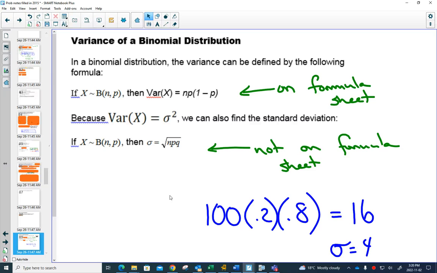Now I'm going to see. Make sure that under statistics I'm not lying. Yes, this is on, oh, even the mean formula is on there for binomial distribution. Perfect. But standard deviation, square rooting it, you'd have to remember that from your statistics unit.